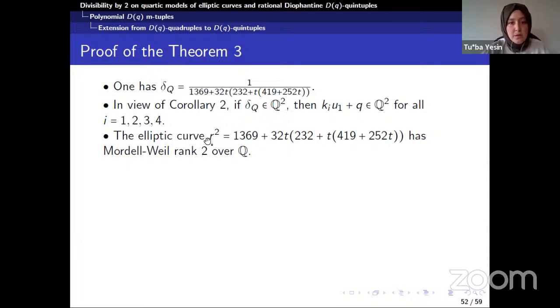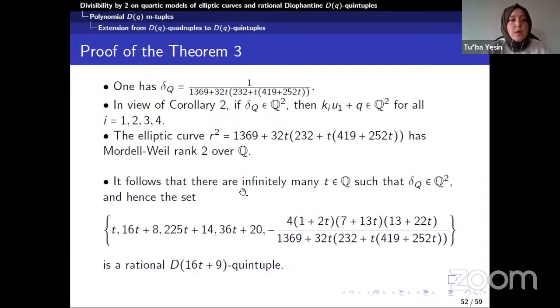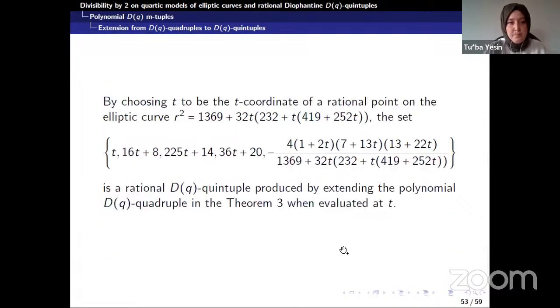If we rewrite this denominator, we can get an elliptic curve, which is described by the Weierstrass equation. And if we see the Mordell-Weil rank of this elliptic curve, which is 2, that means there are infinitely many points on this elliptic curve. So that means there are infinitely many t's such that this delta q is a square. After that, we can get this Diophantine quintuple. Let me remind you again, we started with this quadruple. We can find the fifth number.